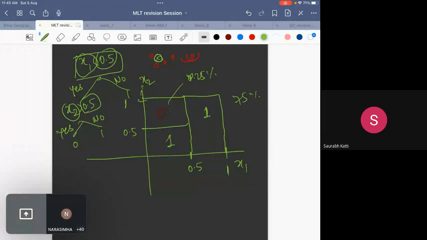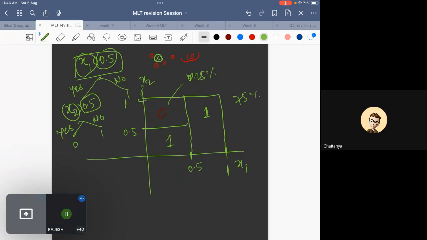Okay. Yeah, so the probability is 0.75. Correct. If you take any point from this, there's a 75% chance that it will predict class 1, and a 25% chance that it will predict the other class.